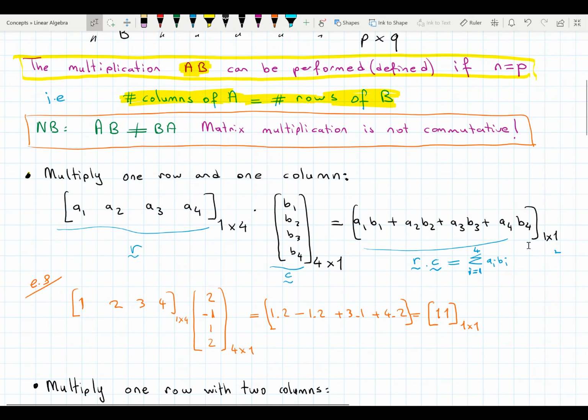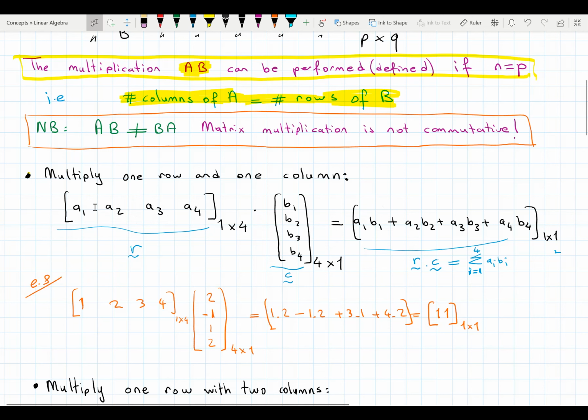First, I want to multiply one row and one column. Assume that we have dimension 4 here, so we have A1, A2, A3, A4. This is one row, but we have 4 columns. And this is one column. In order to be able to multiply, this number should be equal to that number, so we must have 4 rows. This multiplication will be A1 times B1 plus A2 times B2 plus A3 times B3 plus A4 times B4.